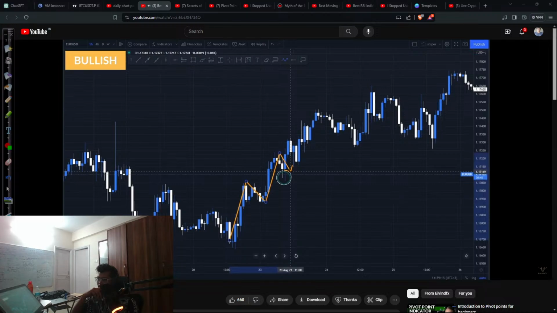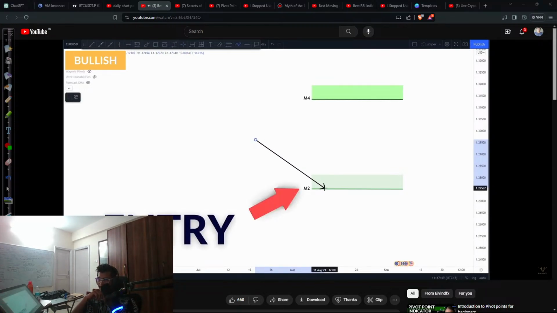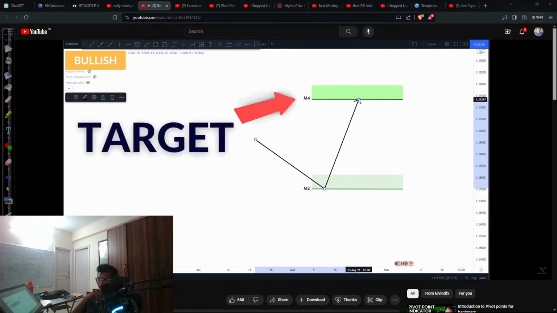When you're looking for the second low, you should look for support. That's where you normally find the pivot level M2. M2 is your best friend and your best buy price for this time period. Now, when you buy at M2, you need to look for target M4.